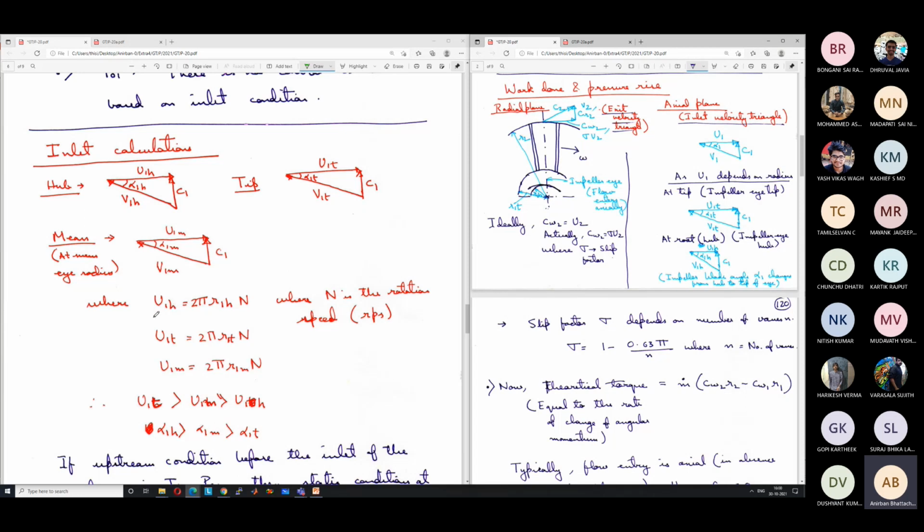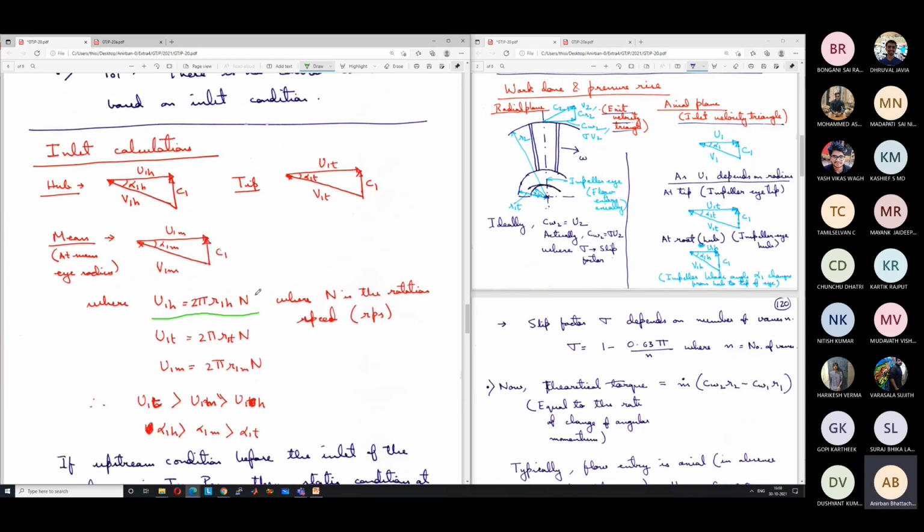So how to calculate these velocities? This velocity is equal to 2 pi r into rotational speed in RPS, that is, rotation per second. If it is given as RPM, rotation per minute, it will be 2 pi r n by 60. Like this, at different locations we can calculate the velocity.